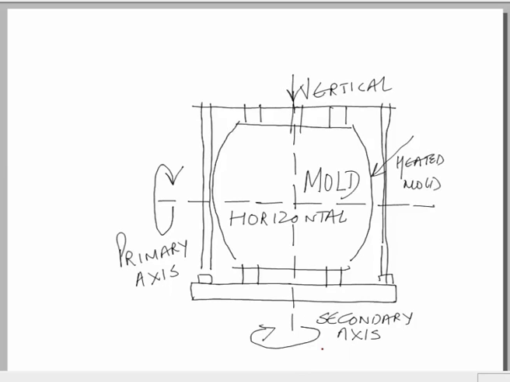So, this is a simple representation of the rotational molding process. Once again we can see how the process actually takes place. The raw material is inserted in the form of pellets or powder inside the closed split type of mold. The mold is rotated about the primary and the secondary axis.